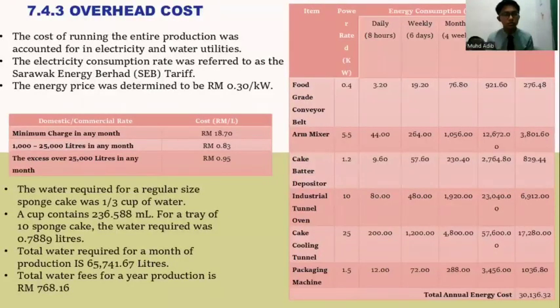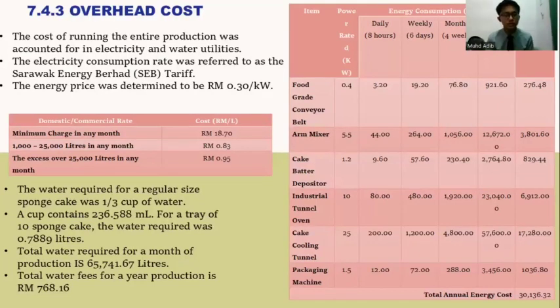In order to calculate the overhead cost, we are referring to the Sarawak Energy Berhad tariff, which determined the energy price to be 0.3 cents for each kilowatt. As you can see on the right side of the table, we have the cost of each machine used, which comes up with the total cost of 30,136 ringgit and 32 cents.